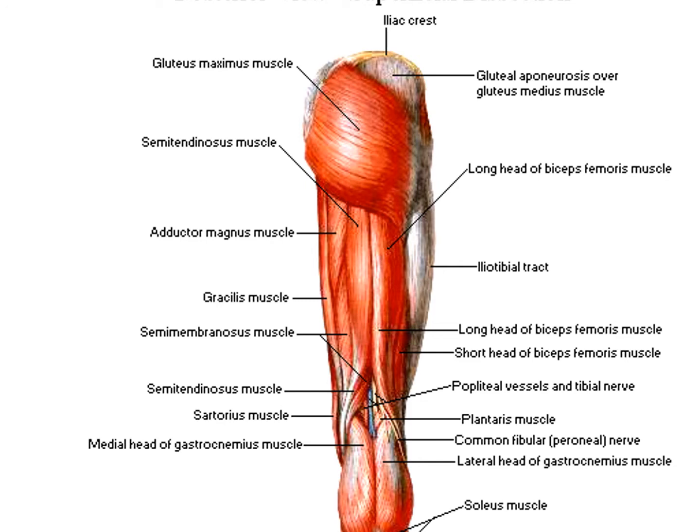So this is the gluteal region. Here the major muscle is the gluteus maximus. There are also gluteus medius and minimus muscles. Deep to the gluteus maximus, these muscles all arise from the ischial tuberosity. The name given to these back of thigh muscles is the hamstring muscles.